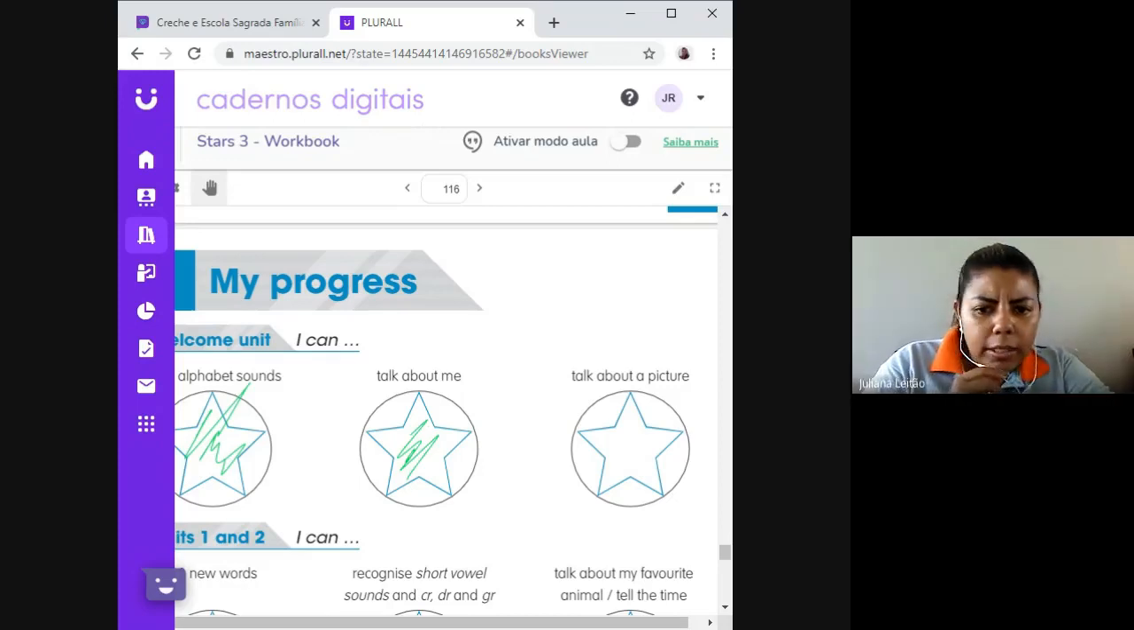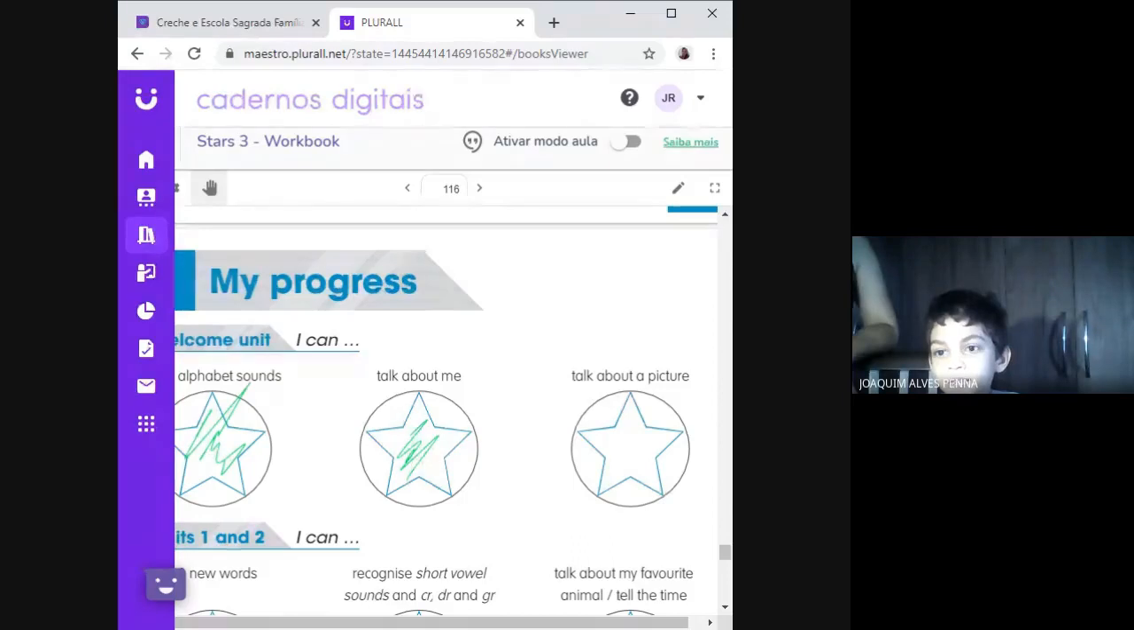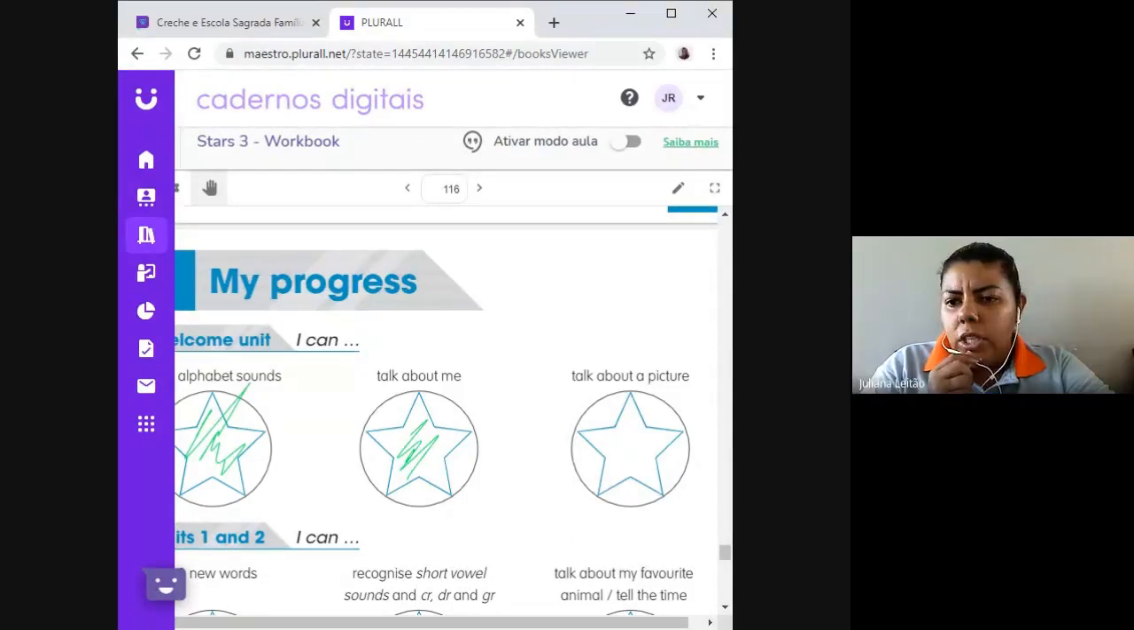I can't see Joaquim. Where is Joaquim? It's red page. Page 116, here. Page 116. Workbook. Johanna, you can stop the record, okay? Johanna, you can finish.